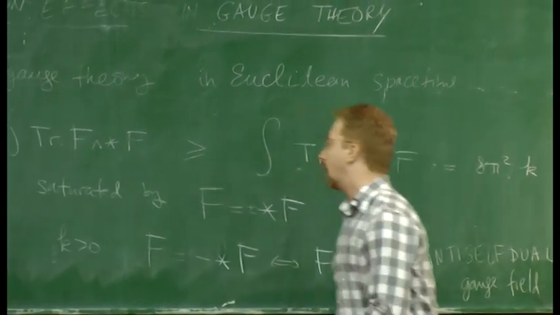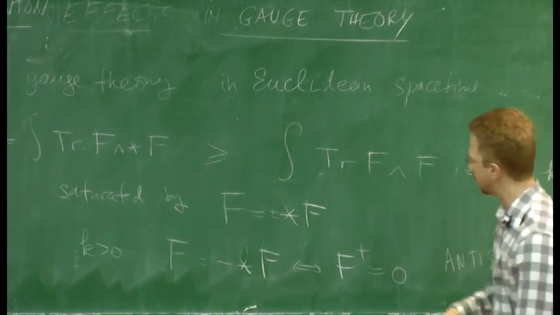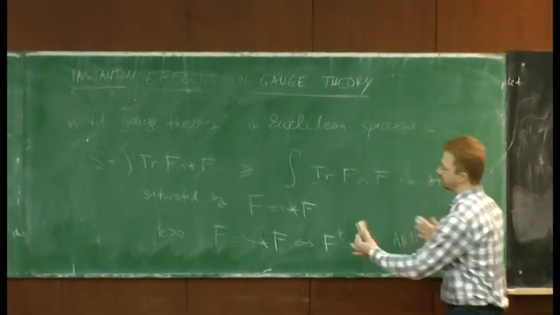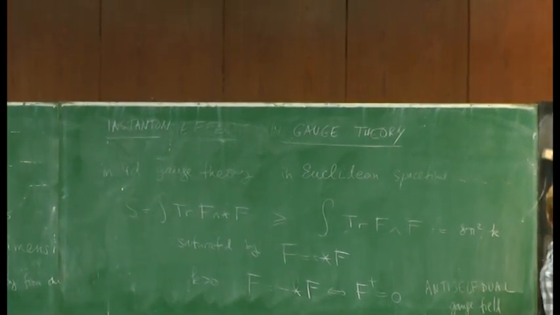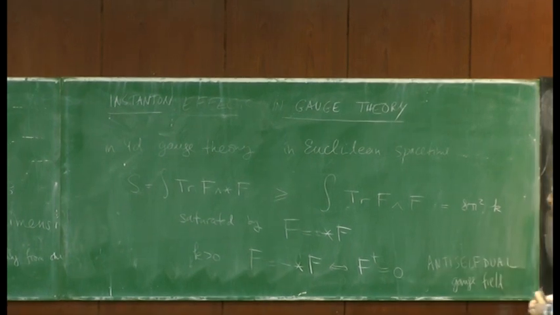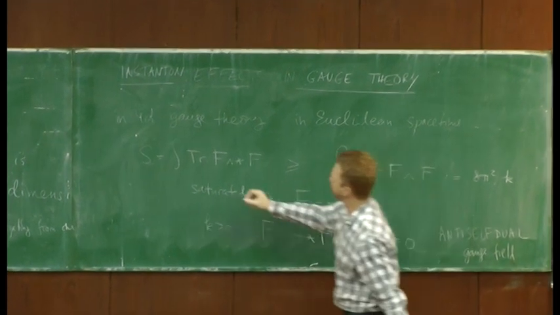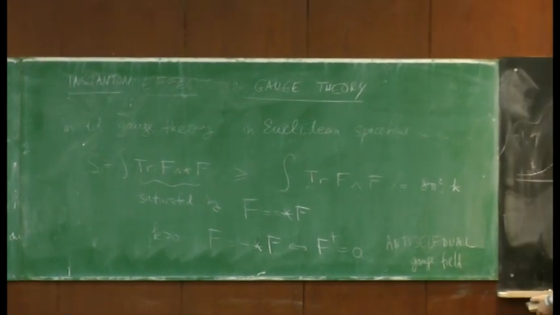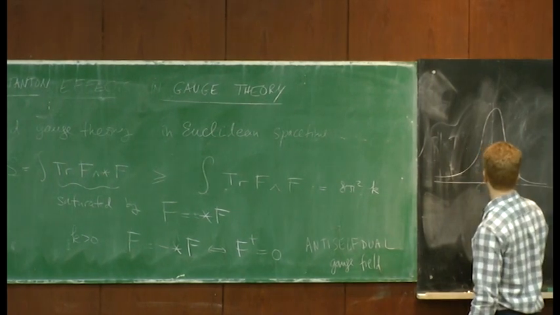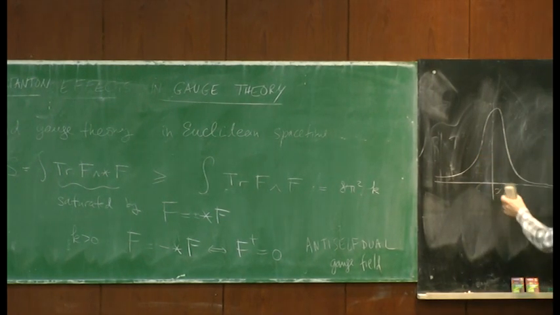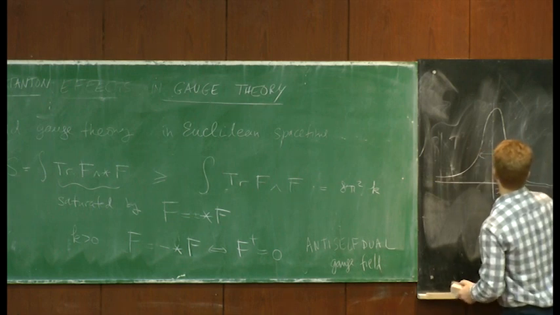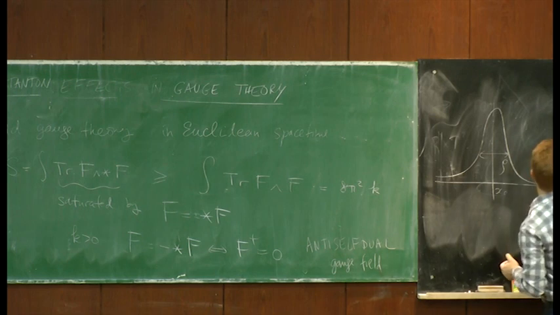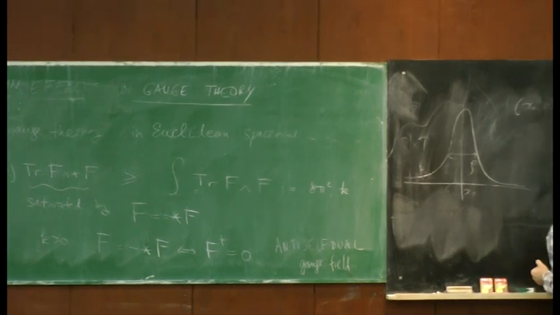The solutions to this equation are localized in space and time. For k equals 1, the action density has some profile. So these instantons are localized near some point in space-time, and they have some typical size. The location and the size are examples of the so-called instanton moduli.